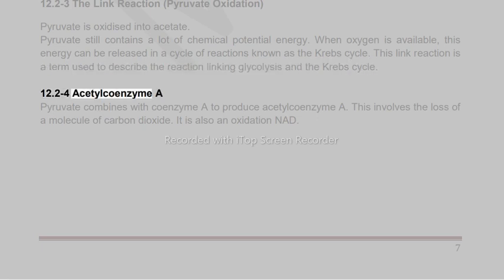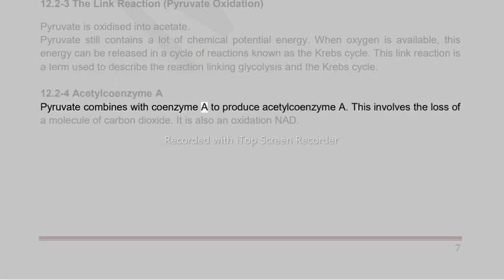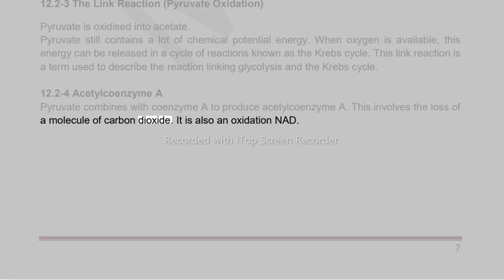12.2-4 Acetyl coenzyme A. Pyruvate combines with coenzyme A to produce acetyl coenzyme A. This involves the loss of a molecule of carbon dioxide. It is also an oxidation, producing reduced NAD.